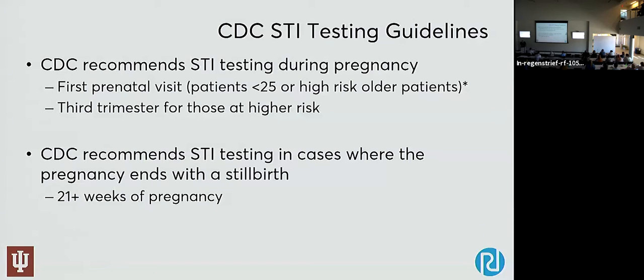And then CDC recommends also testing in cases where the pregnancy ends in a stillbirth, doing the testing again after delivery of the fetus. And so miscarriage is up to 20 weeks. Stillbirth is considered 21 weeks and beyond in the United States. In the rest of the world, by the way, it's 28 weeks and beyond. But in the US, we consider from 21 to 28 weeks also a stillbirth, not a miscarriage.